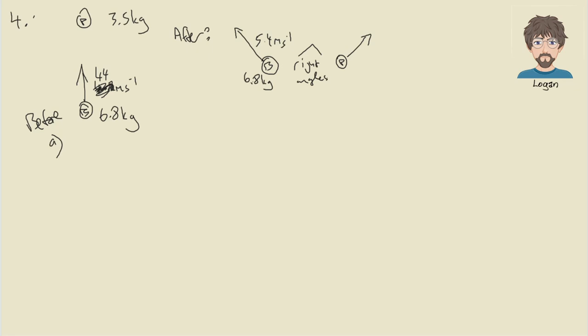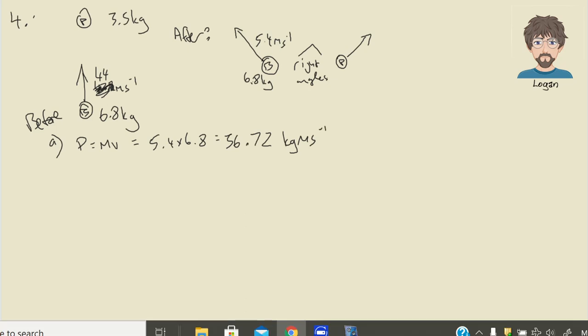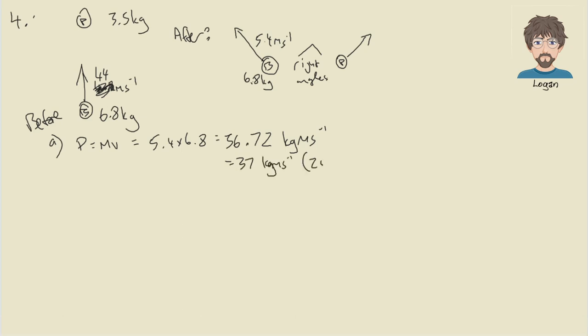A, calculate the momentum of the bowling ball after the collision. Well, are they wanting angles or just magnitude? I think they're just wanting magnitude at this point, because we're going to draw a vector diagram and so on. So let's just start with magnitude. P equals mv equals 5.4 times 6.8, which is 36.72 kilogram meters per second, or what were we given these to? Just two significant figures. 37 kilogram meters per second to two significant figures.